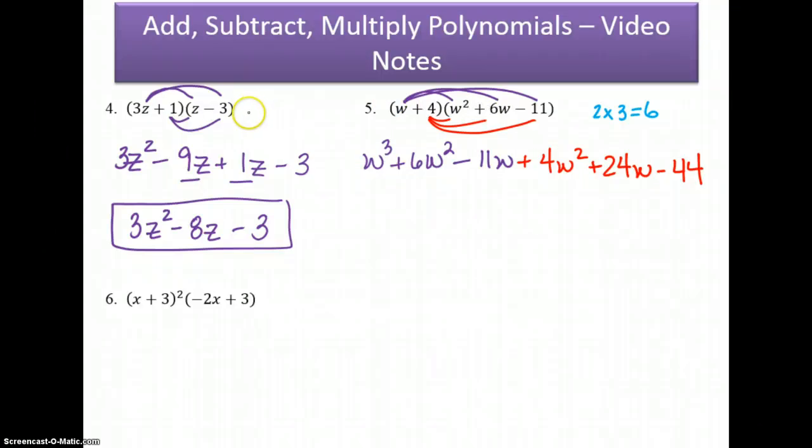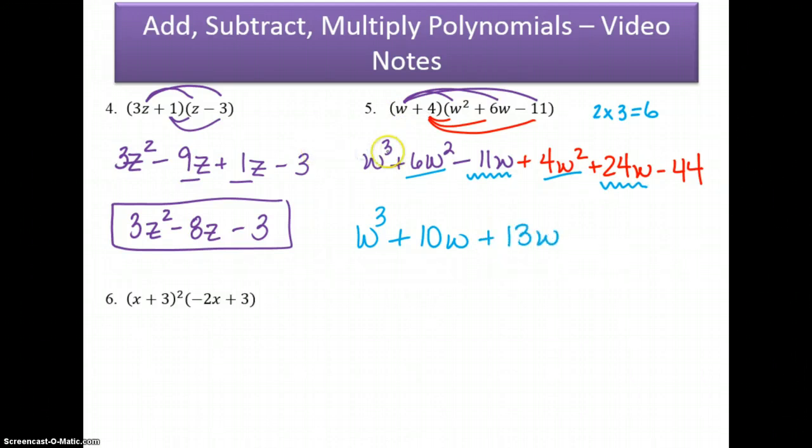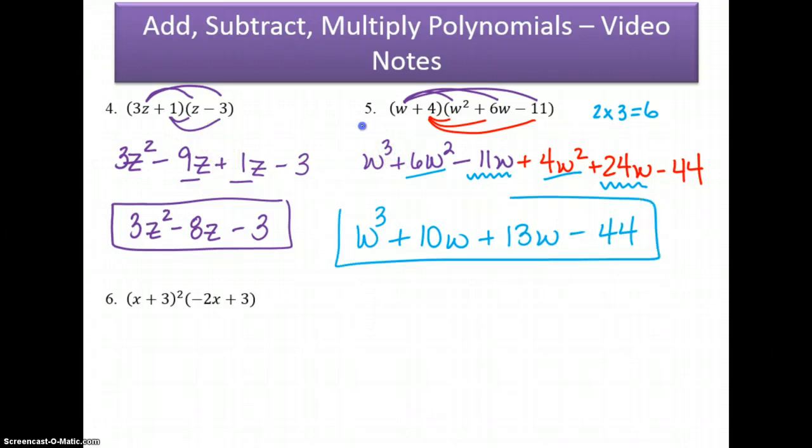So now we're going to combine our like terms. We've got w cubed. We've got 6w squared and 4w squared, which is 10w squared. And we have minus 11w and plus 24w, which will be plus 13w. And then we have minus 44. And that is your final answer.